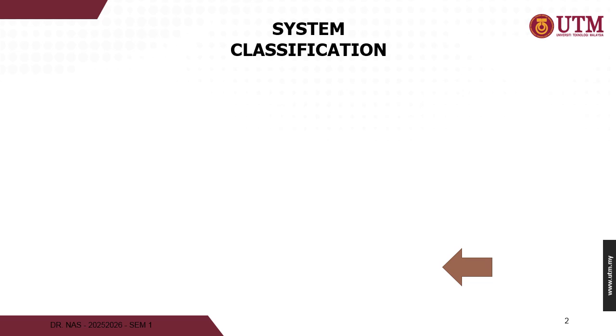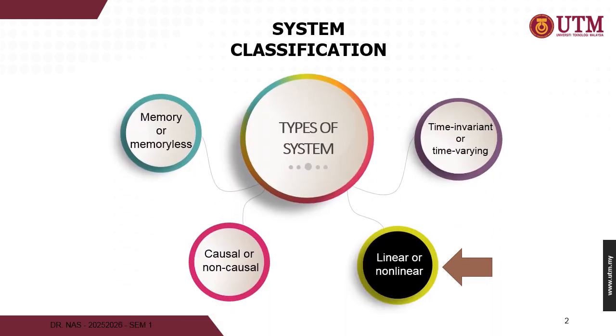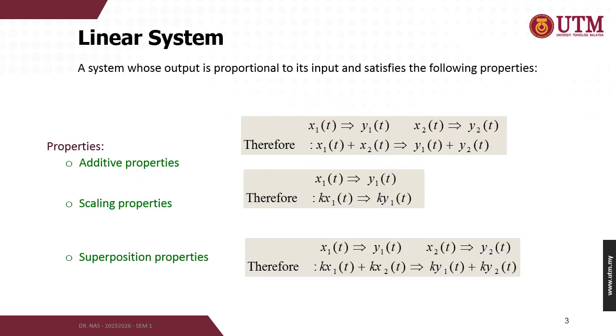Okay, in this slide we are going to discuss the linearity of a system. A linear system is a system whose output is proportional to its input and it satisfies the following properties. The additive property.